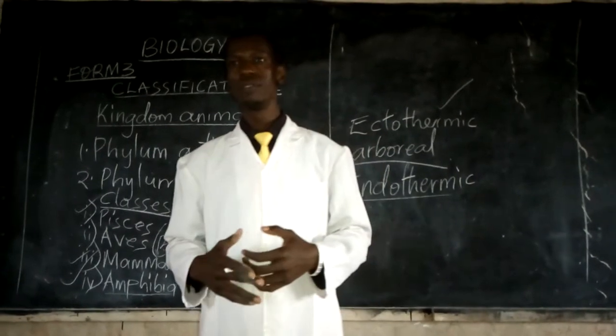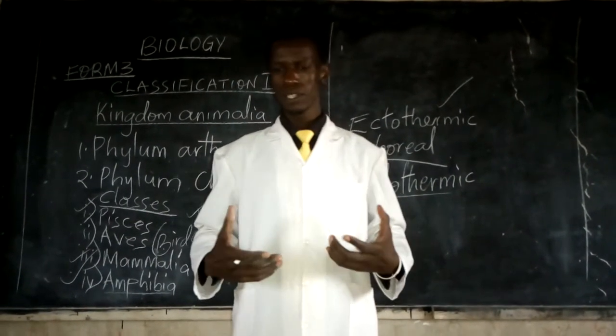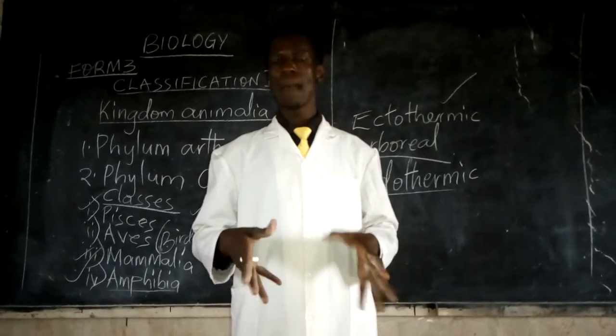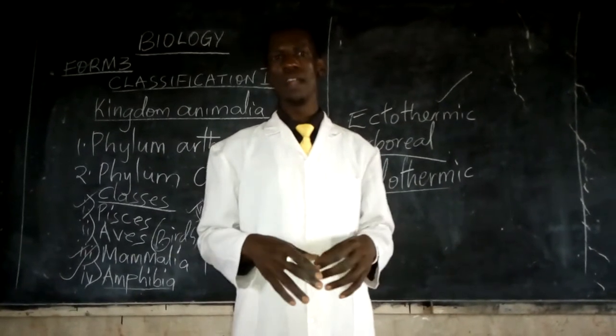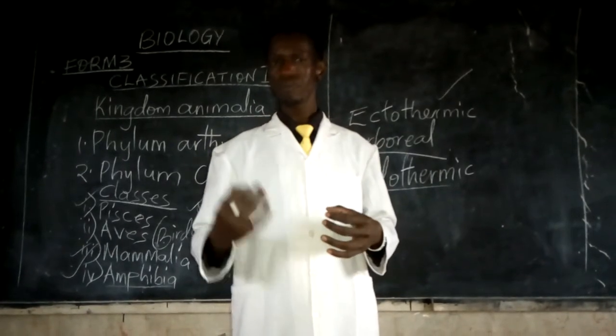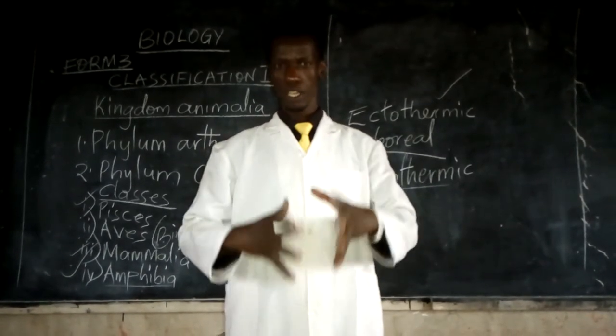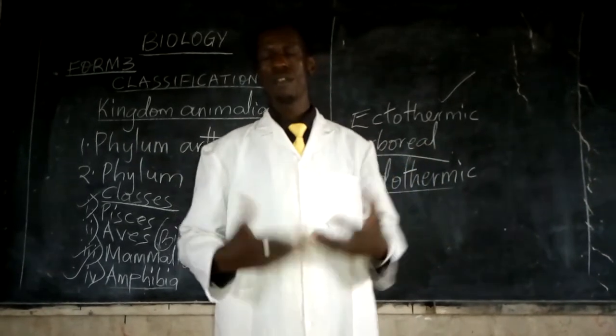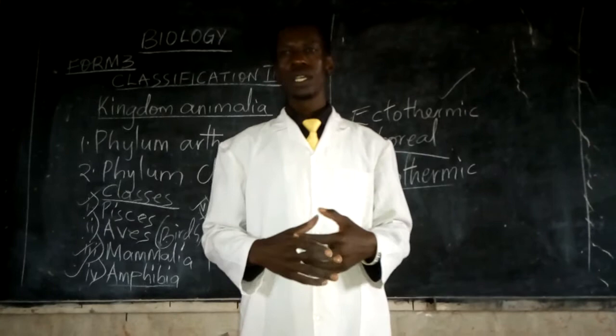Characteristic number 5, their hind limbs are modified to have some scaly appearances which makes them hard. When I talk about the hind limbs, in this case, I'm referring to the legs, the ones that they are using for walking, but the wings are referred to as the forelimbs.